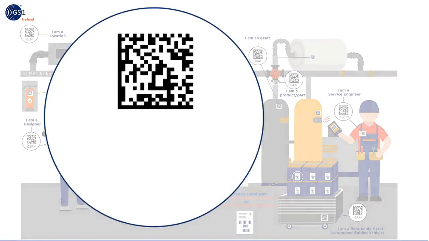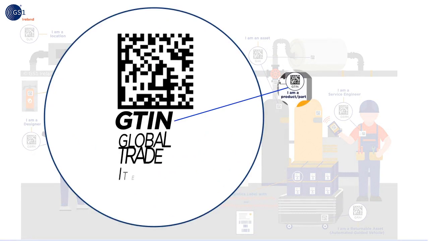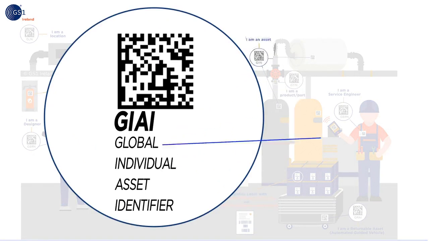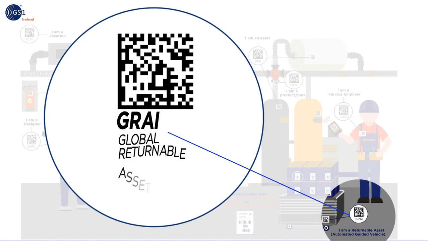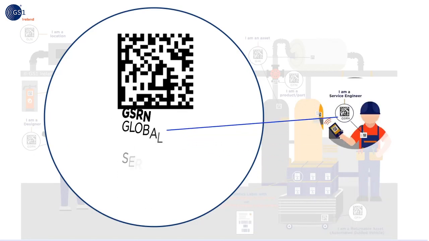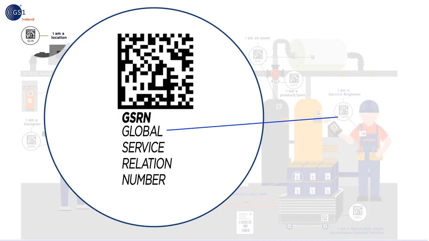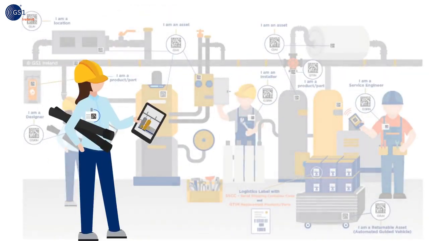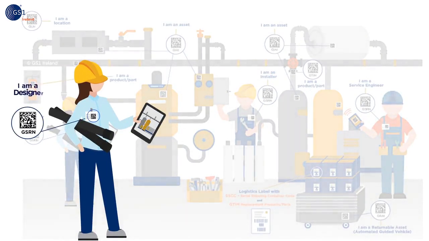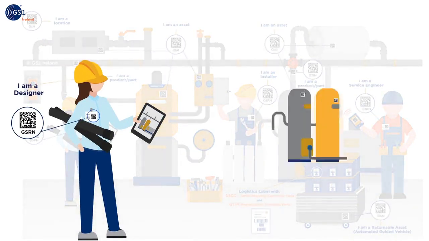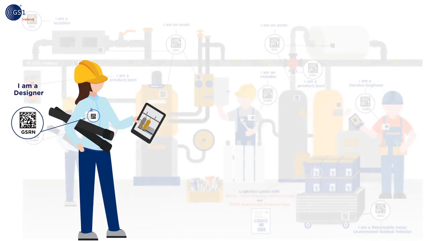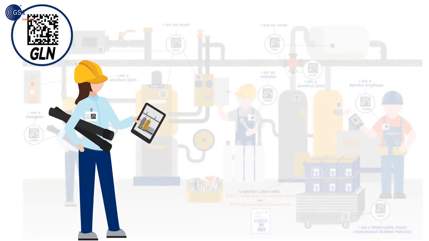These include GTINs identifying products and parts, GIAIs identifying maintainable assets, GRAIs identifying returnable assets, GSRNs identifying people, GLNs identifying locations. Meet Jane, whose GSRN identifies her as being a designer. Jane uses GS1 standards to check that the items installed in the plant room match her specifications. This plant room is identified by a unique GLN.